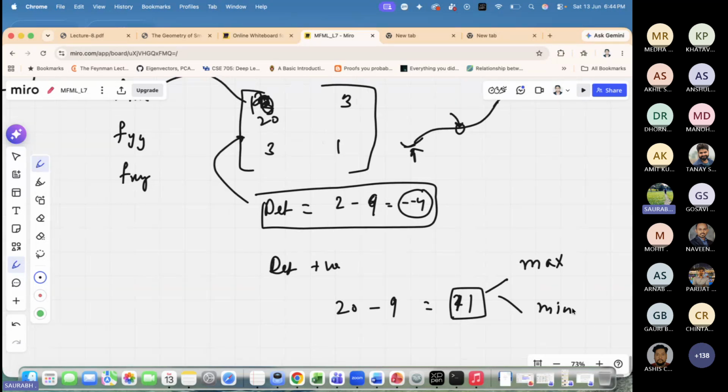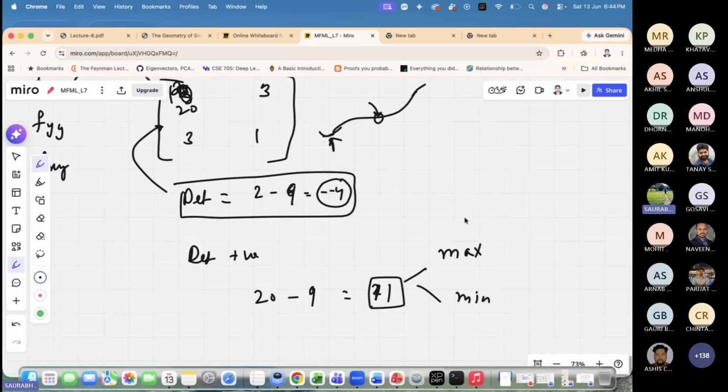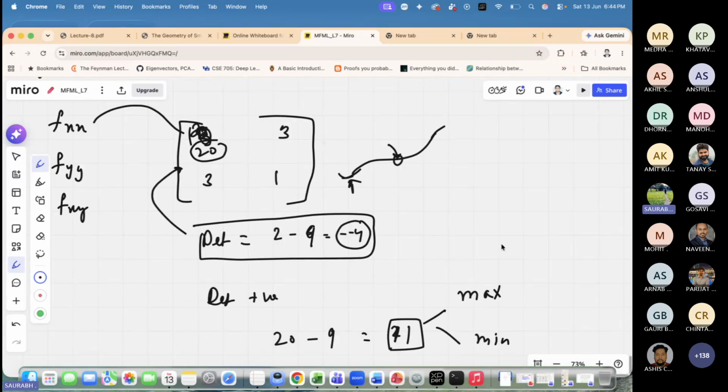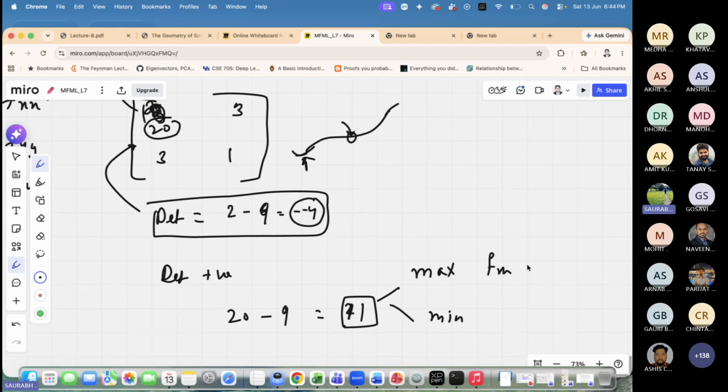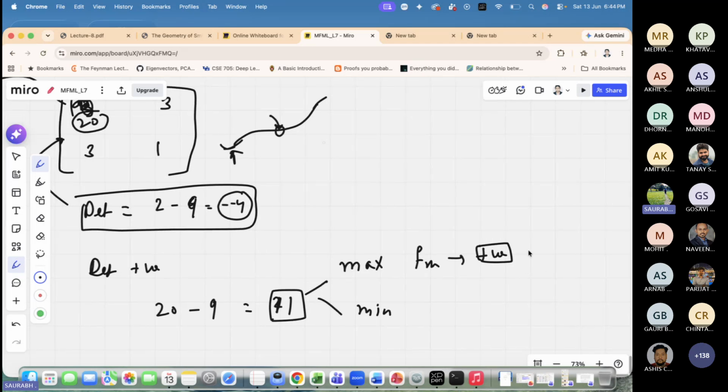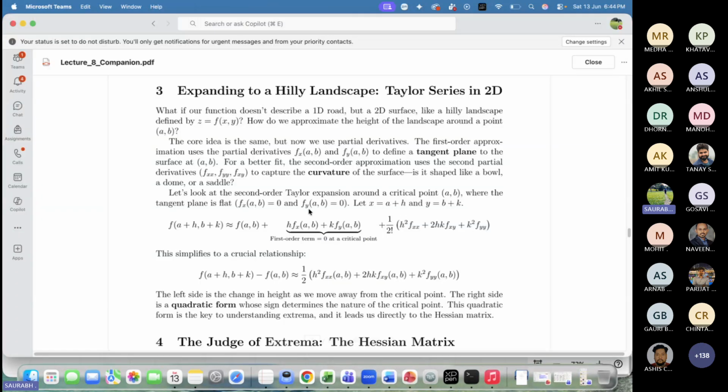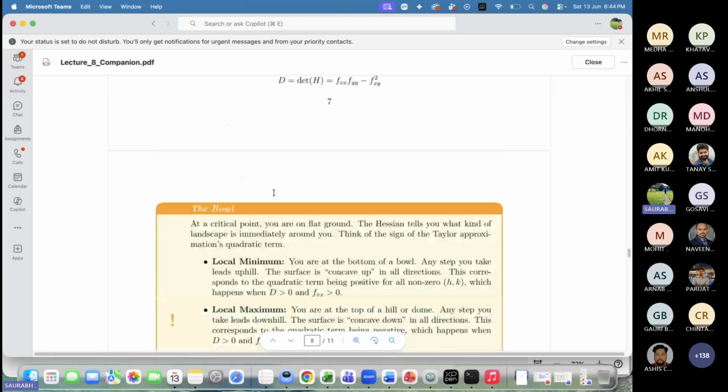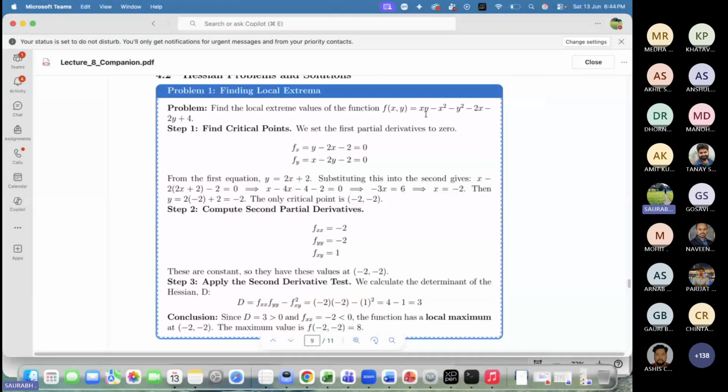Now it all depends on whether fxx, this first value, is positive or not. You remember what we had. If fxx is positive, then you will have minima. If fxx is negative, then you will have maxima. All of these criteria I'll show you in one of the problems that I have written down here in your component doc.